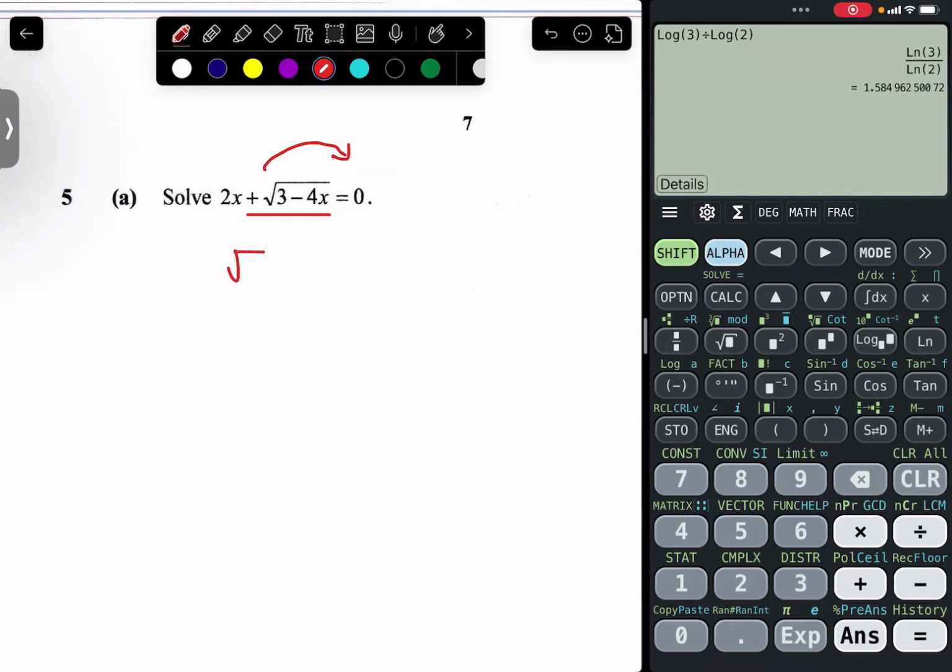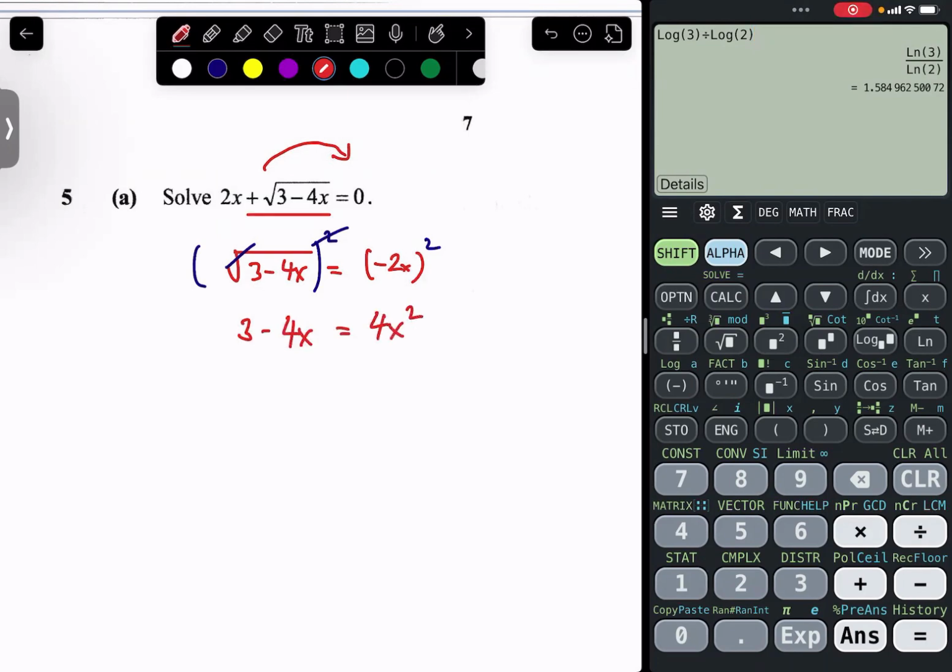But it doesn't really matter which one you shift over. Okay, so then I will have square root of 3 minus 4x equals negative 2x. Now, on both sides, I'm going to take a square. So the square will take away the square root. So I will have 3 minus 4x equals 4x squared.